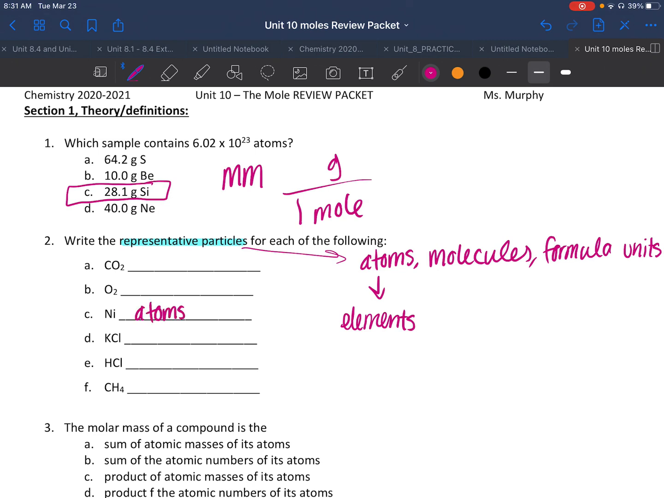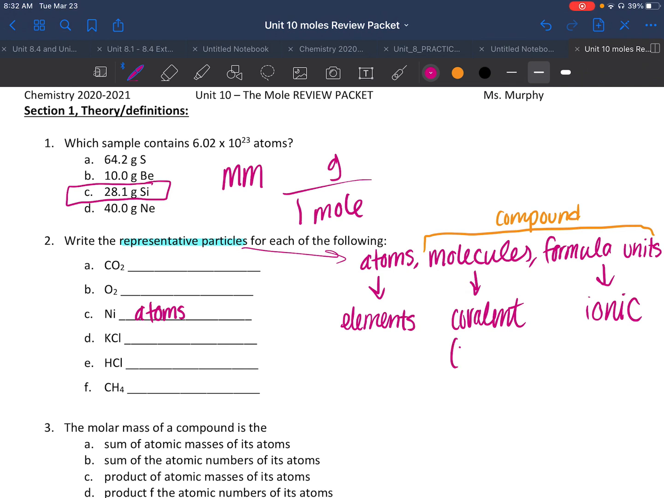Now, anything else that has bonds, or at least 2 of the same element, is going to use either molecules or formula units. These represent some sort of compound. We just have to decide what type of compound they are. If you're a molecule, you're going to be covalent. And if you're a formula unit, you're going to be ionic. So this tests your knowledge of what covalent and ionic are, and you're going to have to know what types of elements live where on the periodic table. Covalent are non-metal bonds. Ionic are a metal and a non-metal. You will not see metal-metal bonds.